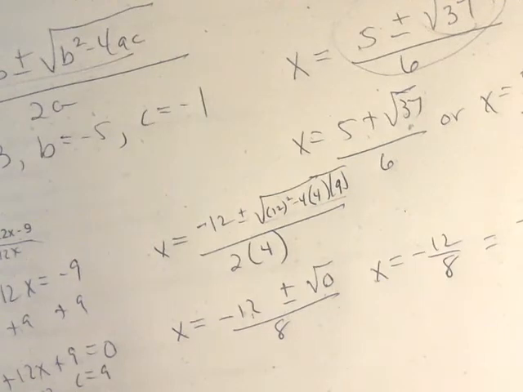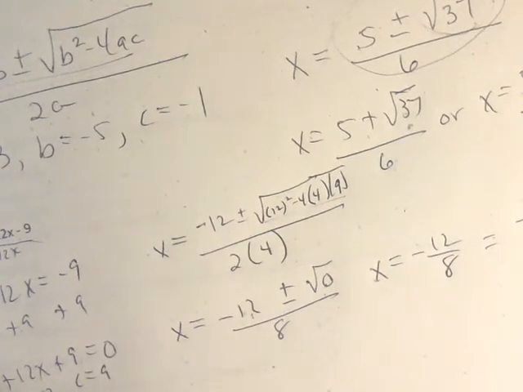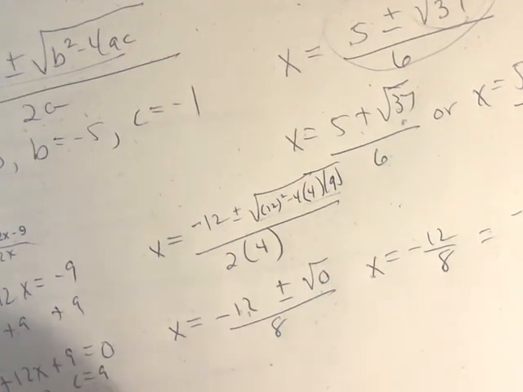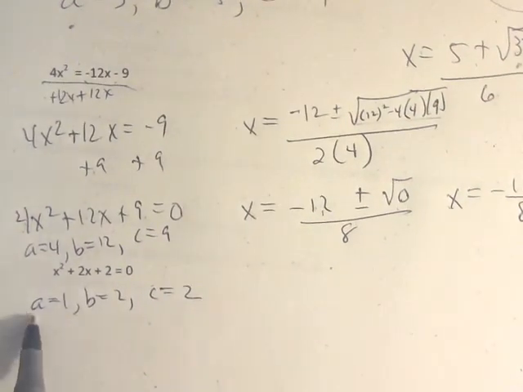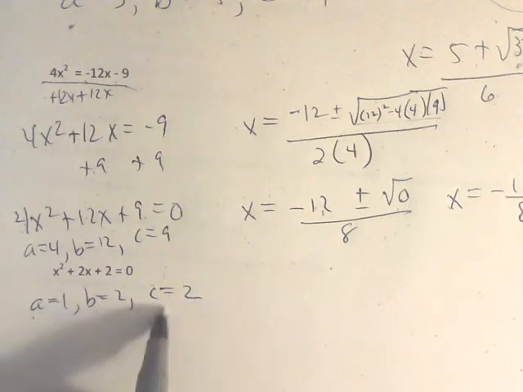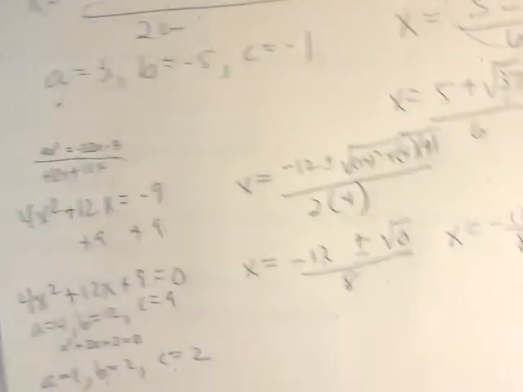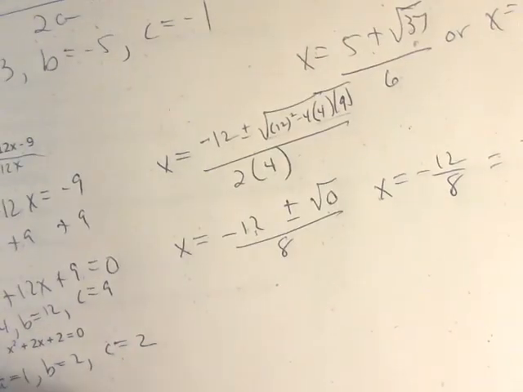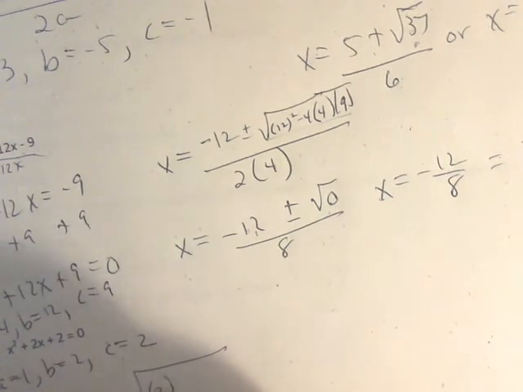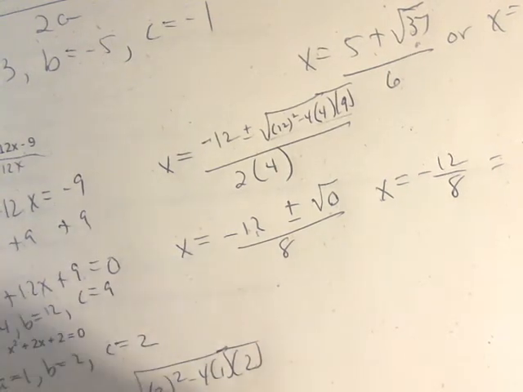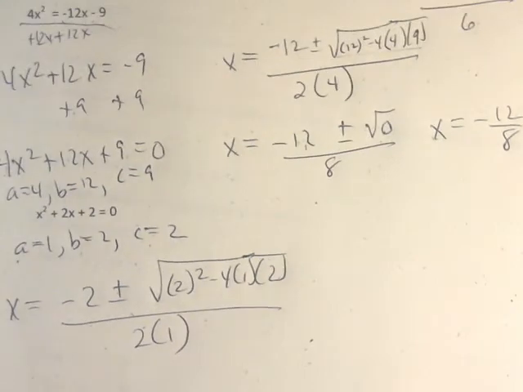Lastly, I just want to illustrate one where you're going to get no real solution. So A is 1, B is 2, C is 2. Substitute: minus B plus or minus the square root of B squared minus 4 times A times C, all over 2A.